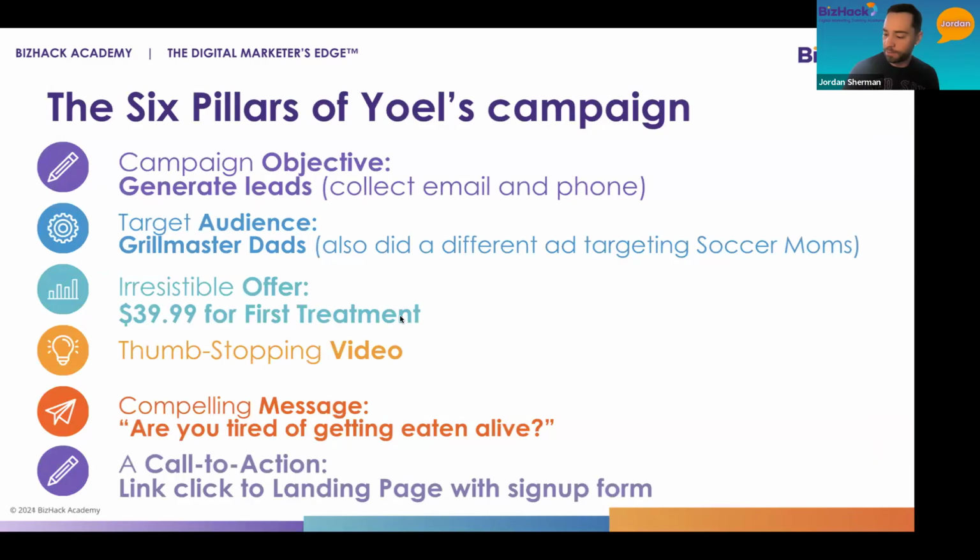So what UL did was build out his 6 pillars. He wanted to generate leads, email and phone contact from people. He created a target audience. He went after the grill masters, the dads, and then he created a persona pair, which we're going to talk about in class on Wednesday. This is somebody who is very closely related to your primary target audience, but not quite the primary target audience. His persona pair for this were soccer moms. So he had grill dads and soccer moms.